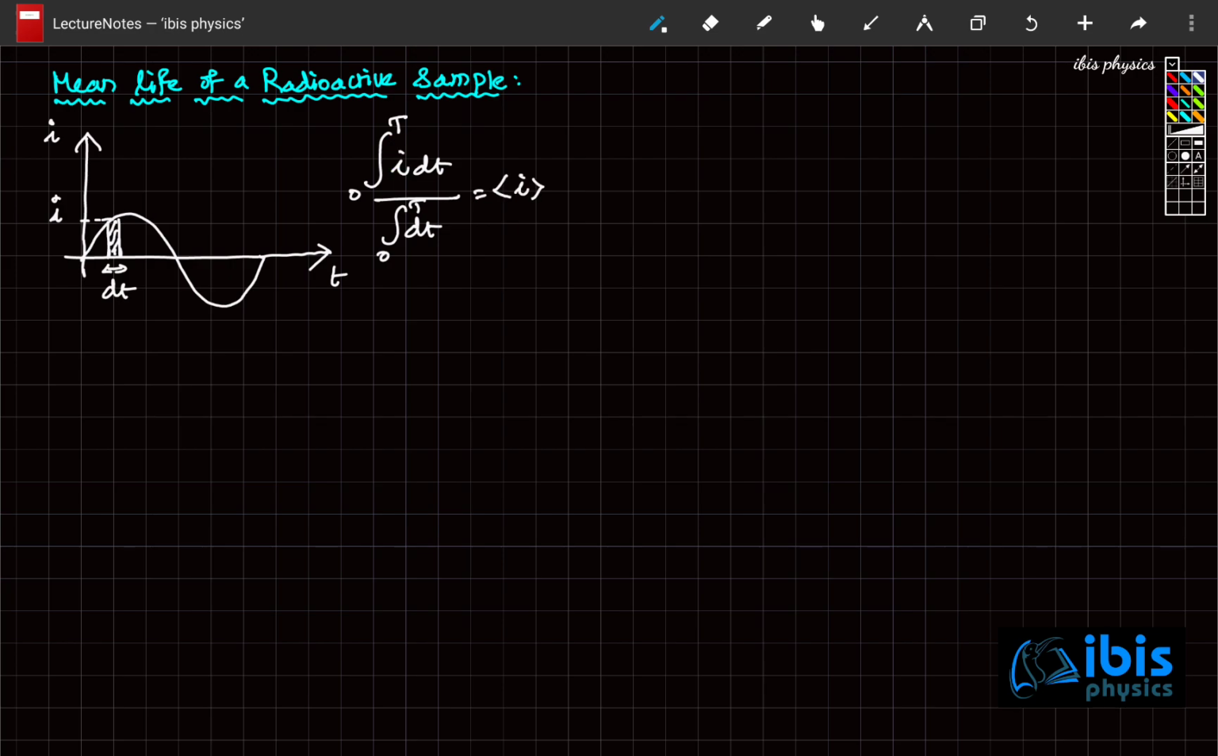In the same fashion, suppose you have the number of atoms on the y-axis and time on the x-axis. So this graph would be like this. Here you are not interested in finding the average value of n. You are interested in finding the average value of the time.